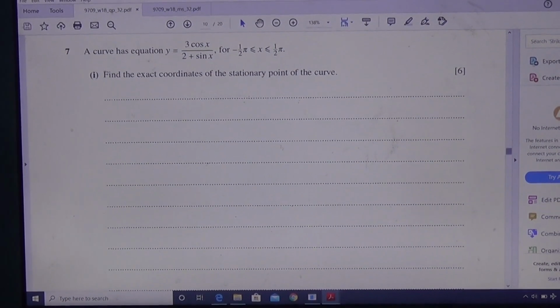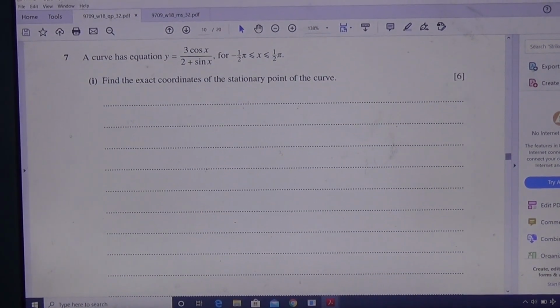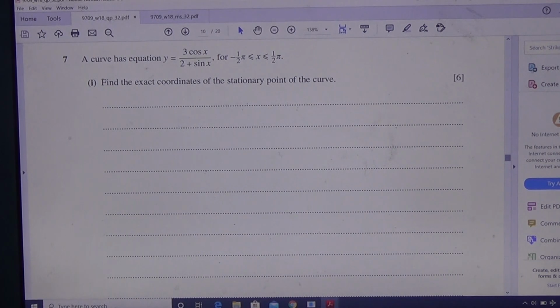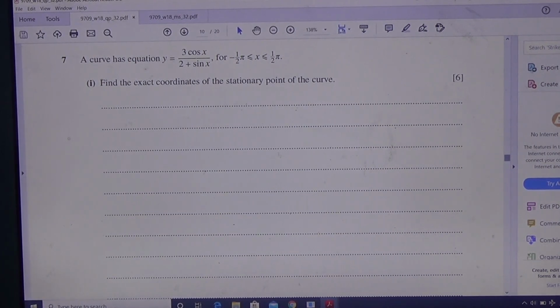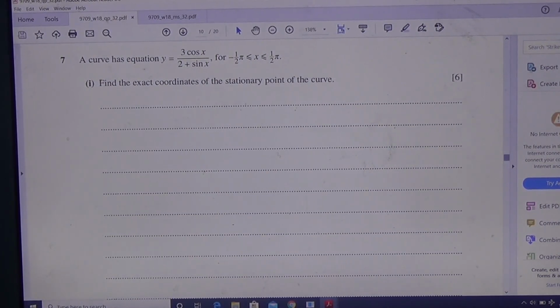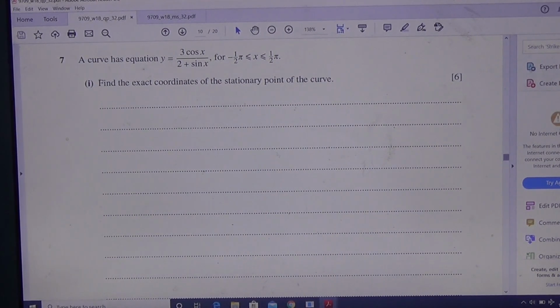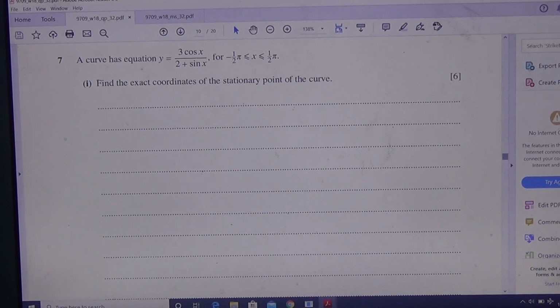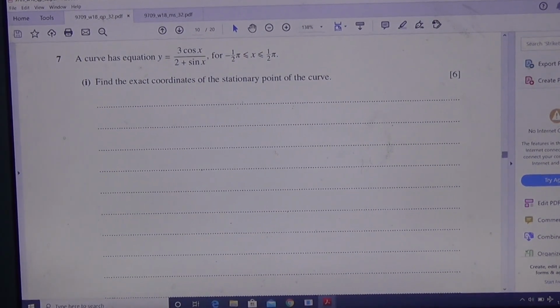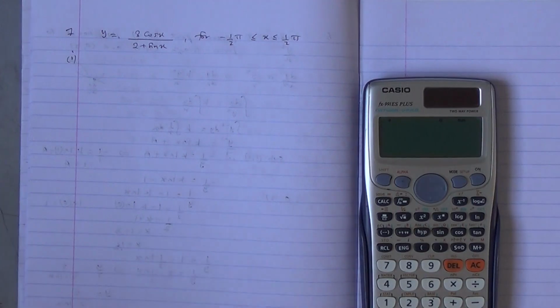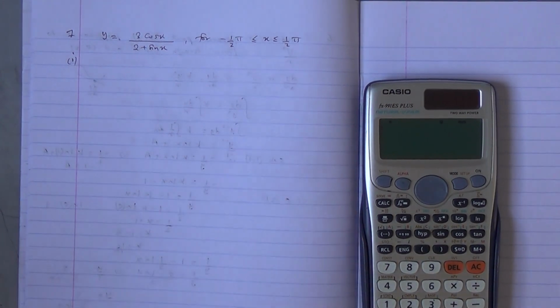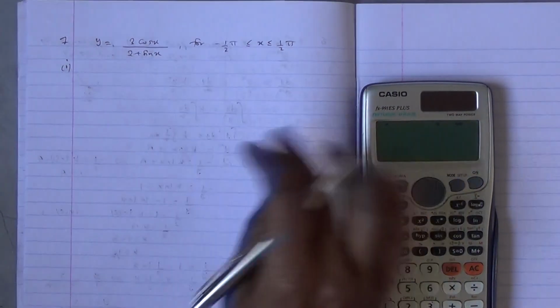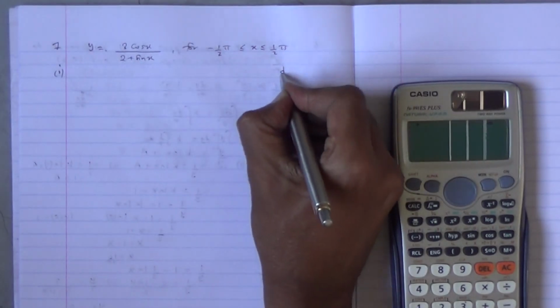Okay, question number 7. A curve has equation y is equal to 3 cos of x divided by 2 plus sine of x, for negative half pi less or equal to x less or equal to half pi. Find the exact coordinates of the stationary point of the curve. For coordinates of a stationary point, we know that dy by dx should be equal to 0.